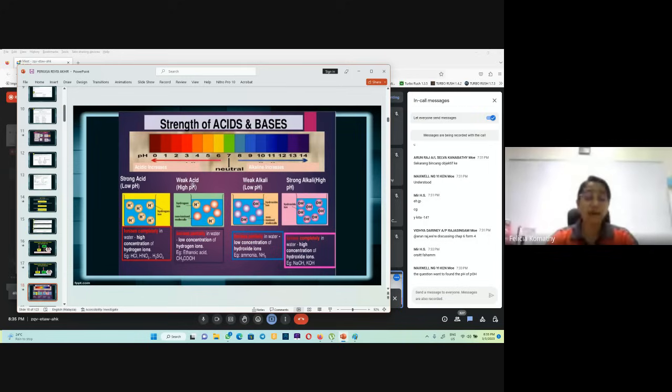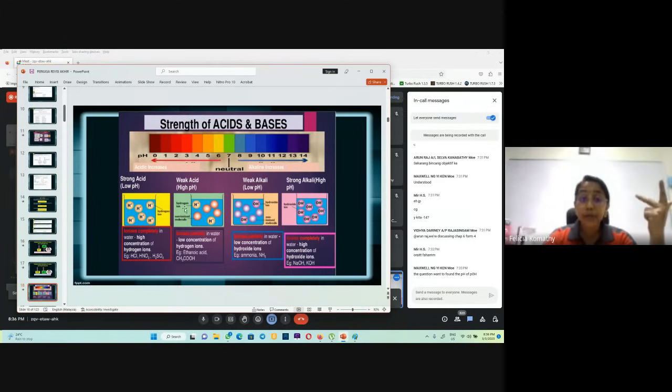What's the meaning, or how to define it? Whether it's a strong acid or weak acid, you have to talk about degree of ionization. If it's strong, it has a high degree of ionization, or ionizes completely. When it ionizes completely, how is the concentration? High concentration of hydrogen ions. So what are the strong acids? You must know hydrochloric acid, nitric acid, and sulfuric acid are strong acids.